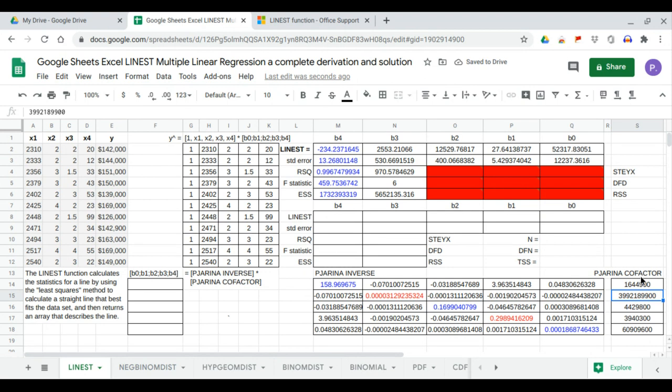Now that we have the pseudo inverse and the pseudo cofactor, we can calculate the coefficients, which is the pseudo inverse times the pseudo cofactor, MMULT of the pseudo inverse and the pseudo cofactor. So our B0, B1, B2, B3, B4, which is this, matches our LINEST output. These coefficients match the LINEST output. Now that we have both the 1 comma x matrix and the coefficients, we can calculate the y hat, which is equal to MMULT of the 1 comma x matrix and the coefficient matrix.